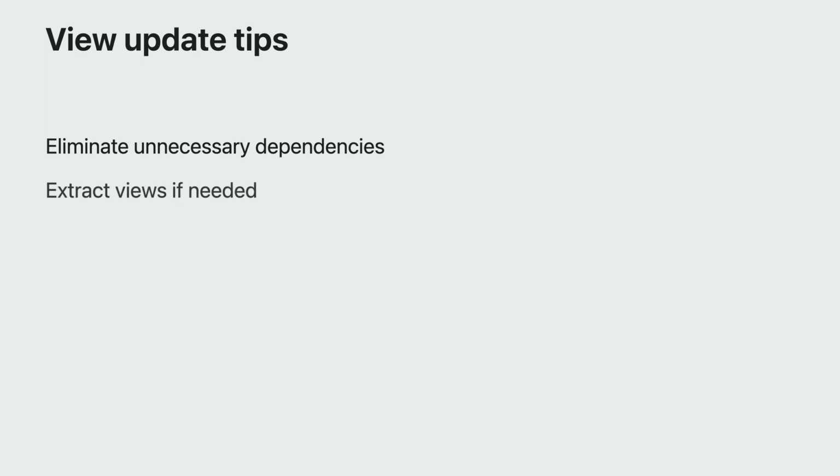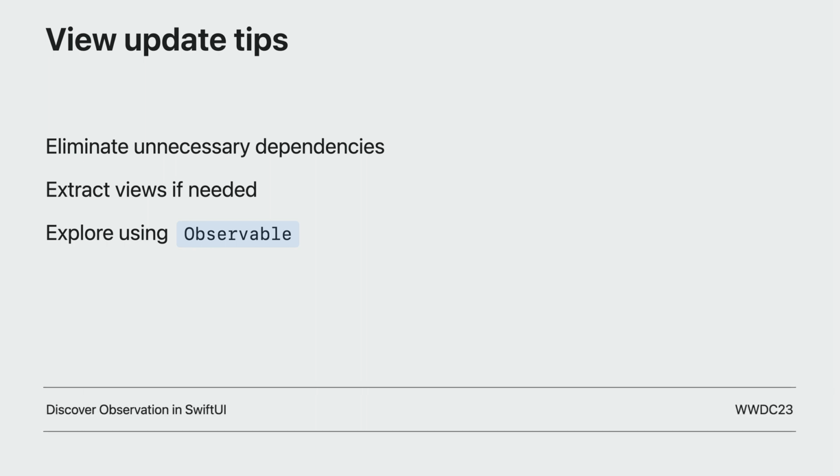Another tip is to extract views to reduce dependencies. And finally, the new observable protocol can also help with dependency scoping by automatically limiting the dependencies to only that which is read. Check out the Discover Observation in SwiftUI session for more information. That was just a quick tour of how to look at dependencies. Let's move on to talk about faster updates.